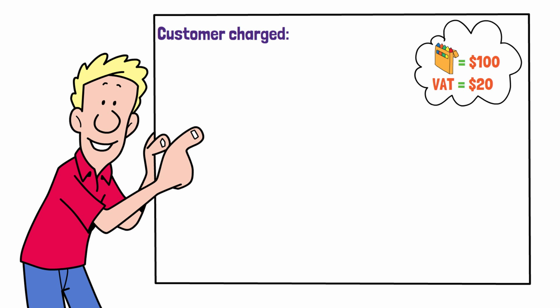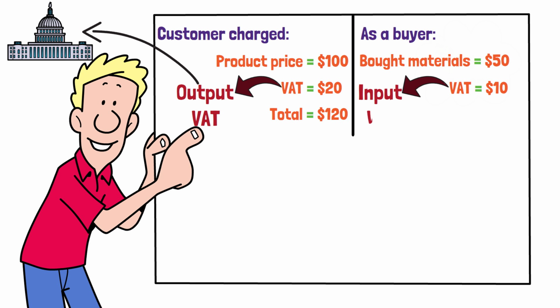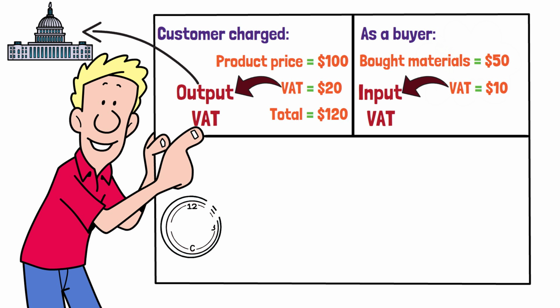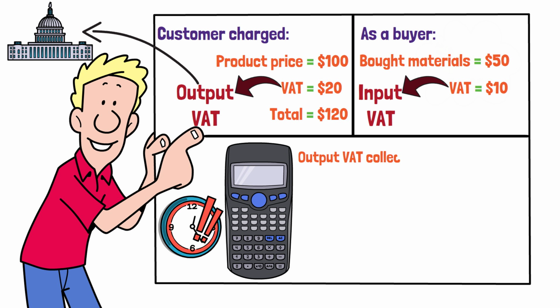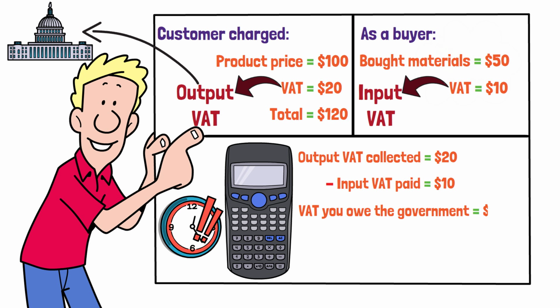Now, let's say earlier you bought materials for $50 plus $10 in VAT. That $10 is your input VAT. When it's time to file your VAT return, you calculate the output VAT collected, which is $20, minus the input VAT paid of $10, and the VAT that you owe the government is $10. You only pay the difference. Your VAT payable equals your output VAT minus your input VAT.